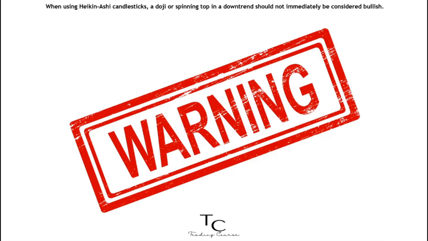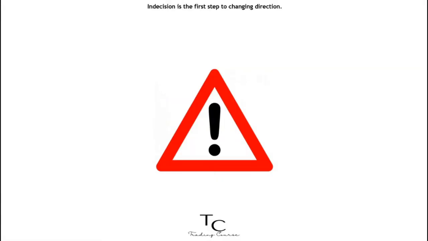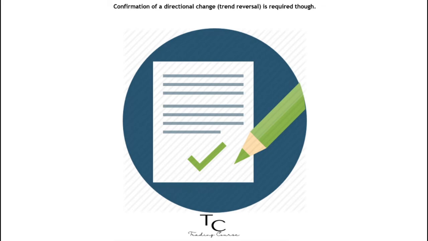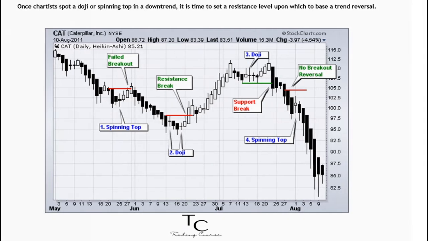When using Heikin Ashi candlesticks, a doji or spinning top in a downtrend should not immediately be considered bullish. It just shows indecision within the downtrend. Indecision is the first step to changing direction. Confirmation of a directional change, a trend reversal, is required though. Once chartists spot a doji or spinning top in a downtrend, it is time to set a resistance level upon which to base a trend reversal.